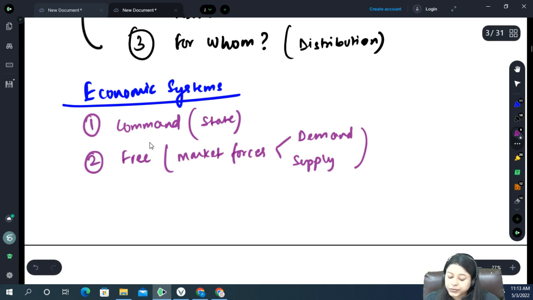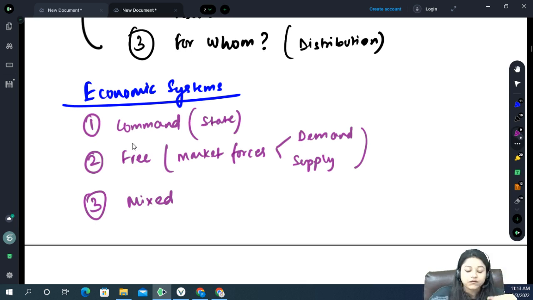And then we have something called a mixed system. Generally, you can take India as an example of a mixed economy, which is a mixture of the two. Why India? In some cases, like railways, the government is deciding at what price you will travel and where all you can travel. You cannot straight away take a train from Calcutta to Ladakh. You will have to first go to Delhi, and then from Delhi there is a flight to Ladakh. So the government is deciding where you can travel, at what price, and how.